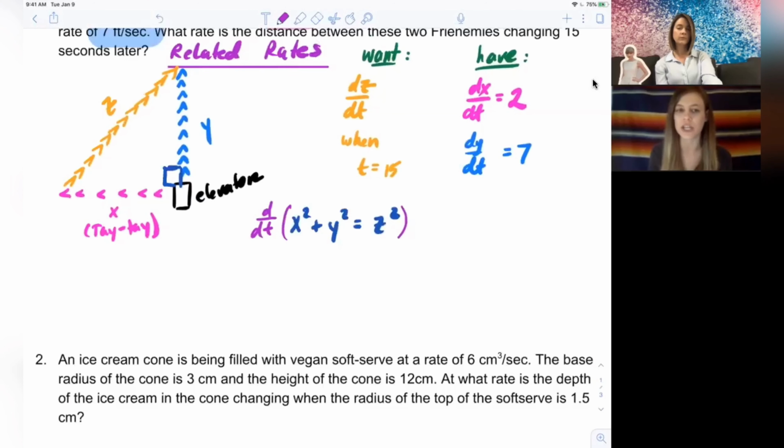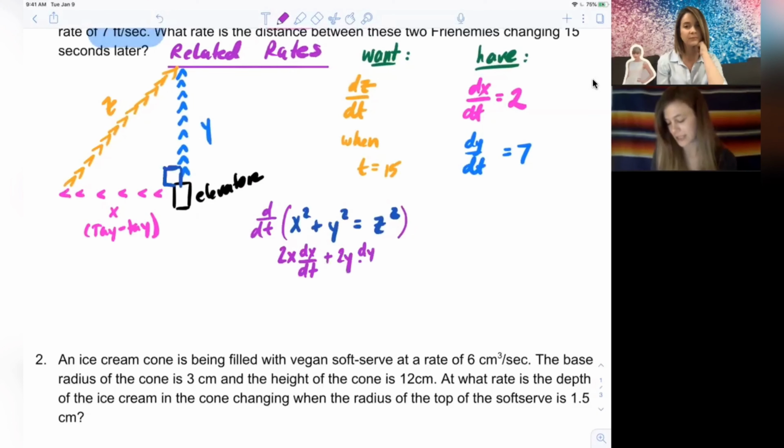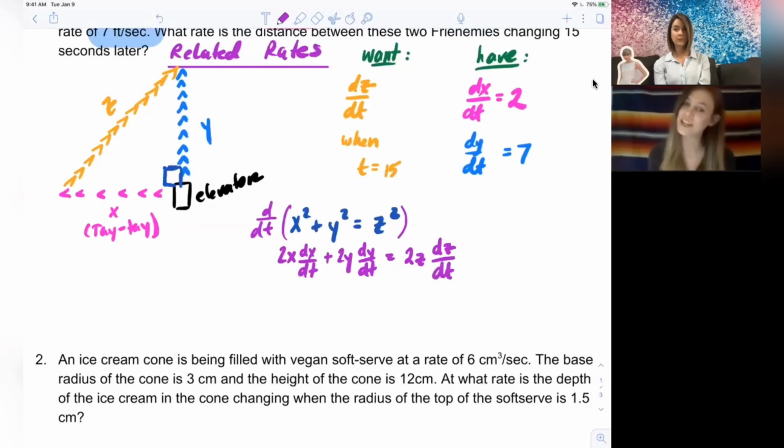This is why notation is so important in these. So the derivative with respect to time of x squared is 2x dx/dt. Chain rule. Plus 2y dy/dt is equal to 2z dz/dt. And that's what we want. That's what we're trying to find. Now we're hoping, if we're trying to find this, that we have everything else in the equation. So let's go through and plug in what we have so far.